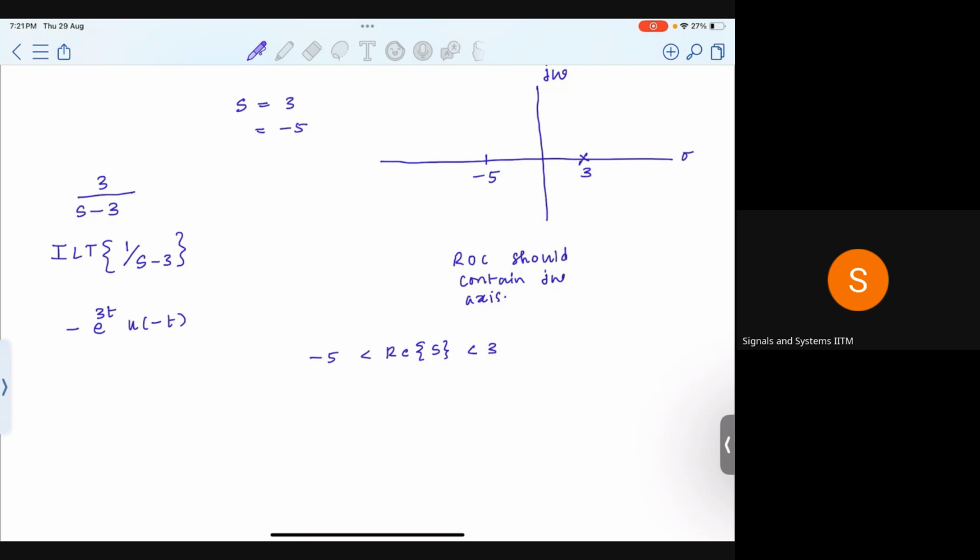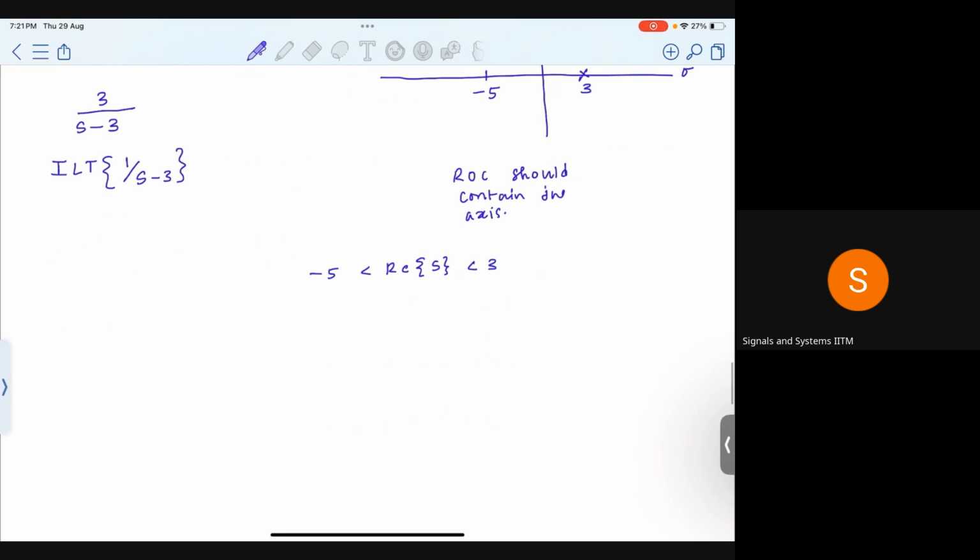I think there's also a minus over here. Will there be? But I think this is clear, right? What was your question? Ma'am, I don't understand why there is u of minus t. Oh, why there is u of minus t?